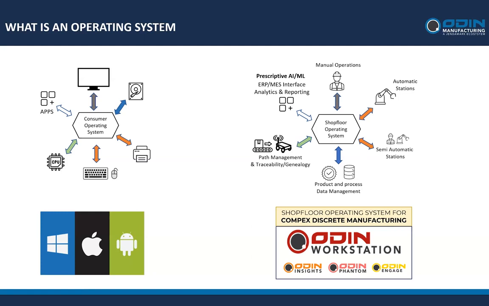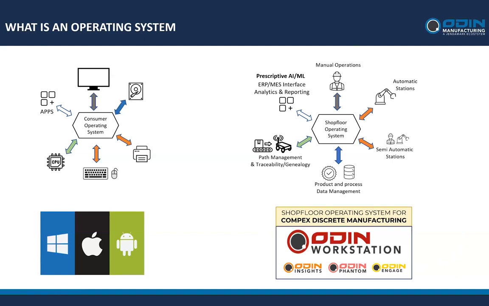And I'll go into a little bit more detail as to the functions of Odin Workstation. But there are 3 sister products that fall within the operating system: Insights, which is an analytics platform. Phantom is using computer vision to support manual processes. And Odin Engage is a feedback mechanism to everyone within the organization, from operator to CEO. So this, in a nutshell, is what we classify as a shop floor operating system.